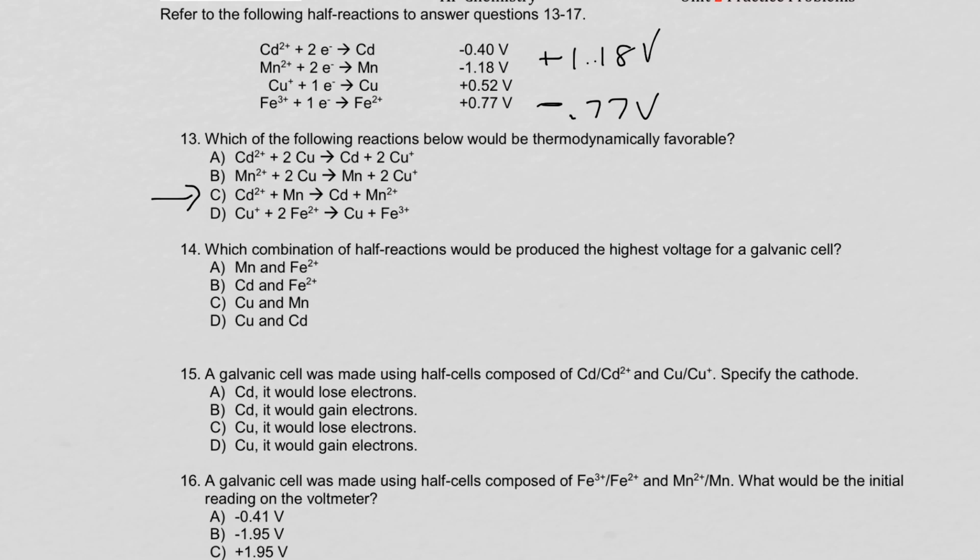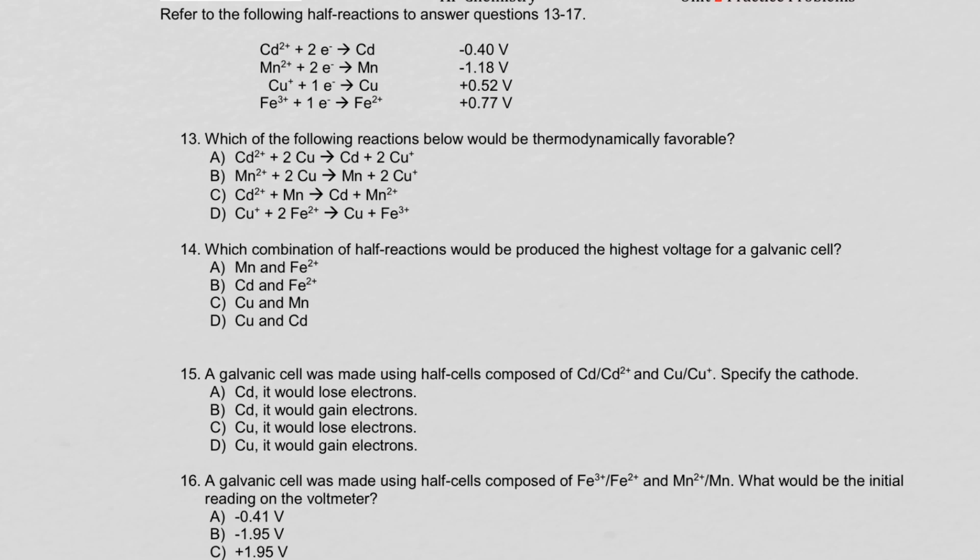And in 14, which combination would produce the highest voltage for the galvanic cell? If you think about it, the higher reduction potential stays reduction, and the lowest reduction potential is the one that gets reversed to be oxidation. I'm really going to be looking for extremes here. If I want the highest voltage, I want to pick the most positive value that's given, and I want to pick the lowest value of all those given.